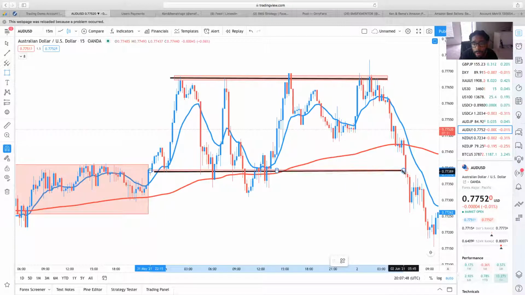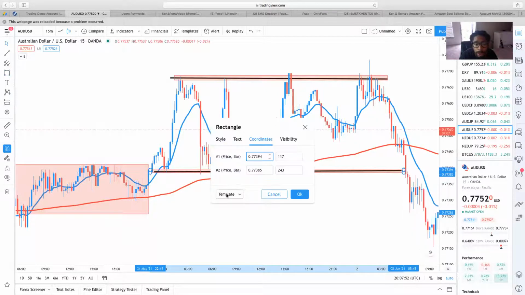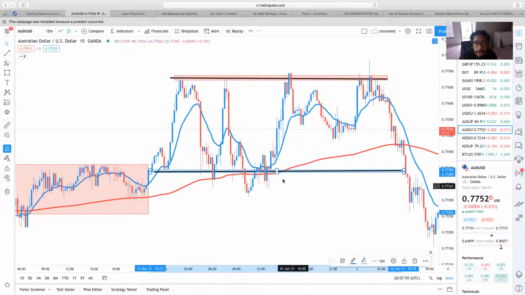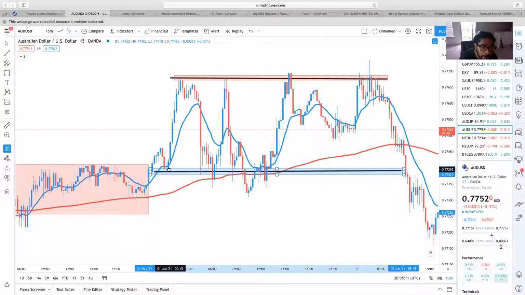All right, and then I would have made it blue, right? So now I go to templates, I could put, hey, buy zone, save as, and then boom, I have my buy zone, blue. So now it's blue, okay? So now I would have drawn my zones around that area, right? And like I said, I would have had it at the opening of these candles right here, right? And then back to the wick or to the close or whatever is there, right?